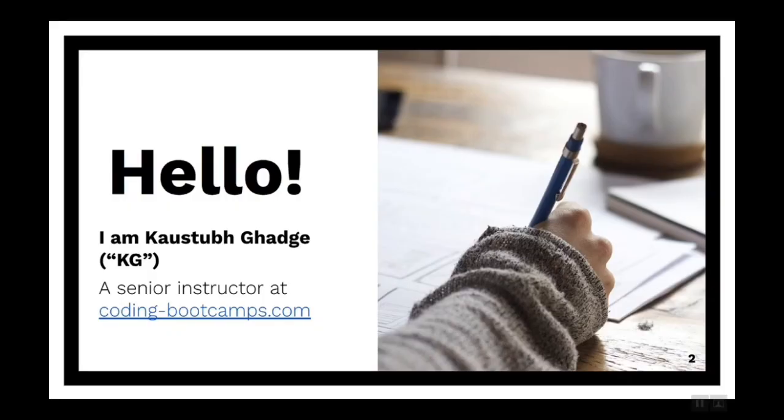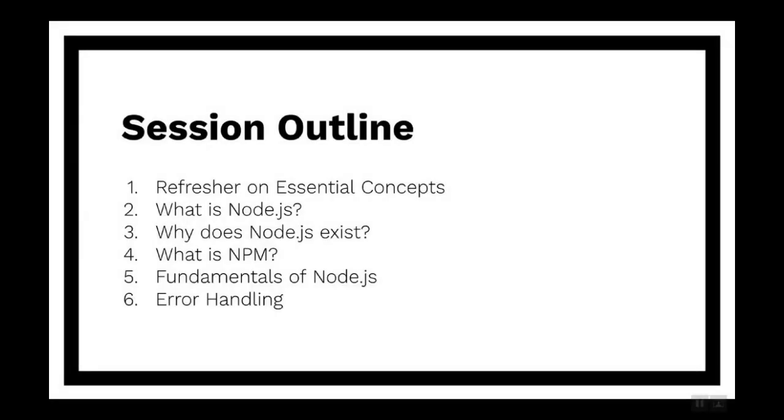Before we begin, let's look at the session outline. In this session, first we'll refresh our memories of essential concepts needed to grasp Node.js. We'll cover asynchronous programming, callbacks, timers, promises, async and await, closures, and the event loop. You must already know this from the JavaScript course, but it's important that we refresh our understanding of these concepts.